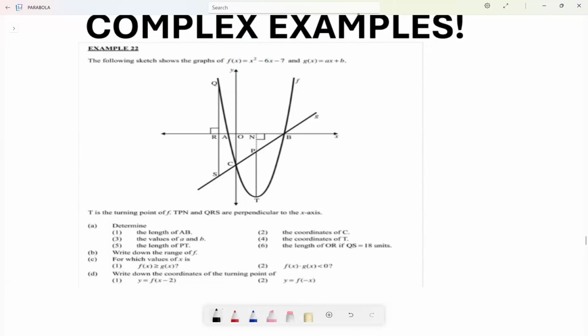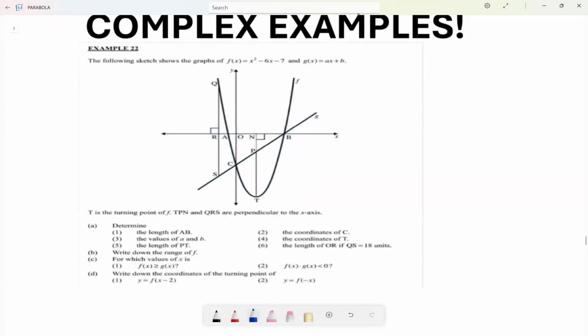Now, let's analyze a few things. When we look at the graph of f, we can see that this is the parabola, right? And if it's the parabola, A and B are the x-intercepts, C is my y-intercept, and T is the coordinate of the turning point. That is what I know about the quadratic function.